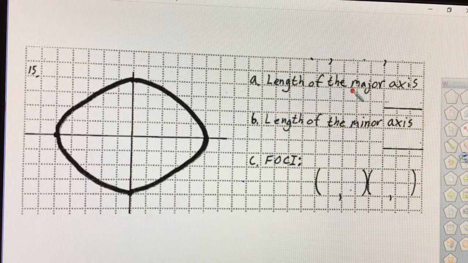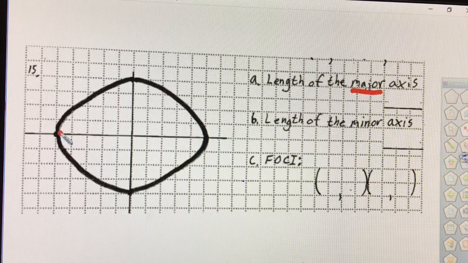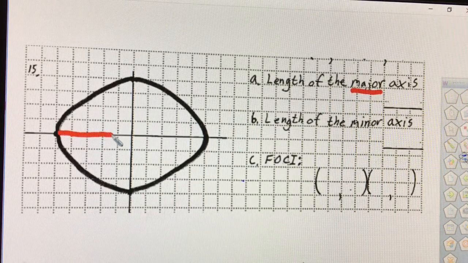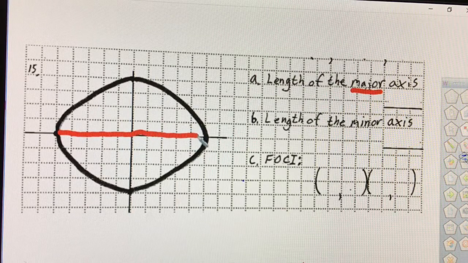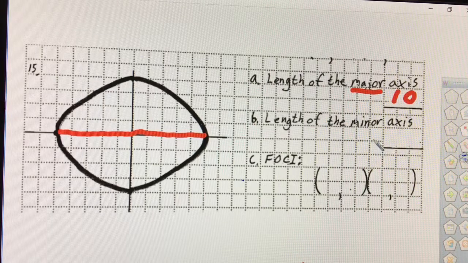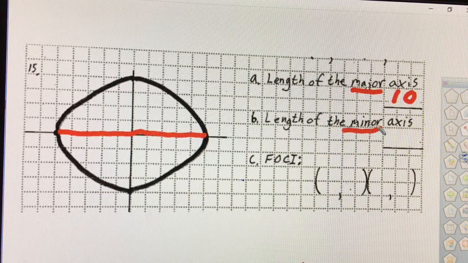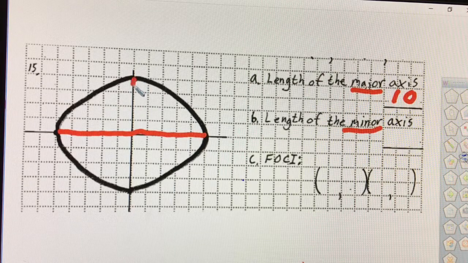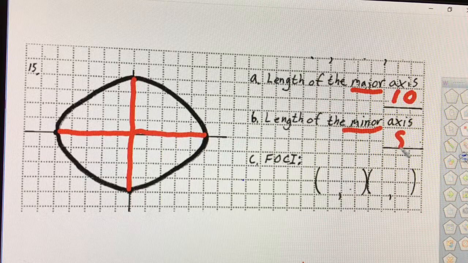I want to know what the length of the major axis is. That's the longest axis. So I'm going to come across this long side and count that. That's 5 to the center. And then another 5 all the way across to complete that major axis, and that is 10. And then I want to find the length of the minor axis. And the minor axis is going to be the short side. So that's 4 to there and another 4. So the length of the minor axis is 8.